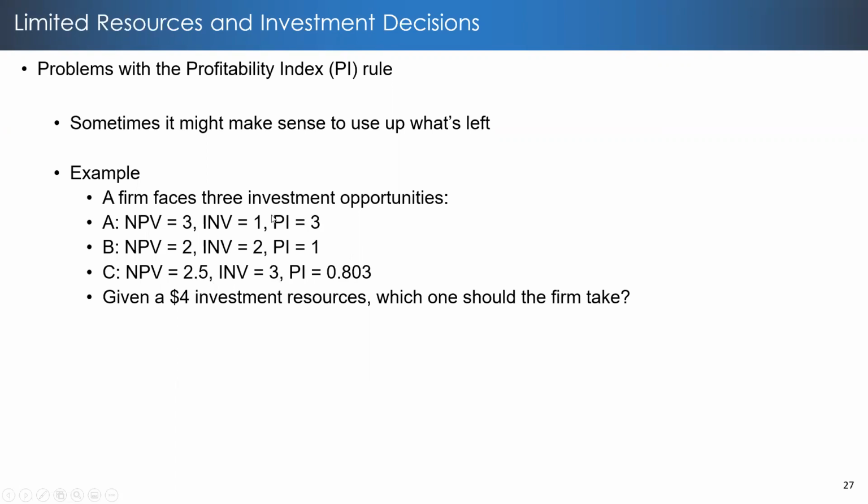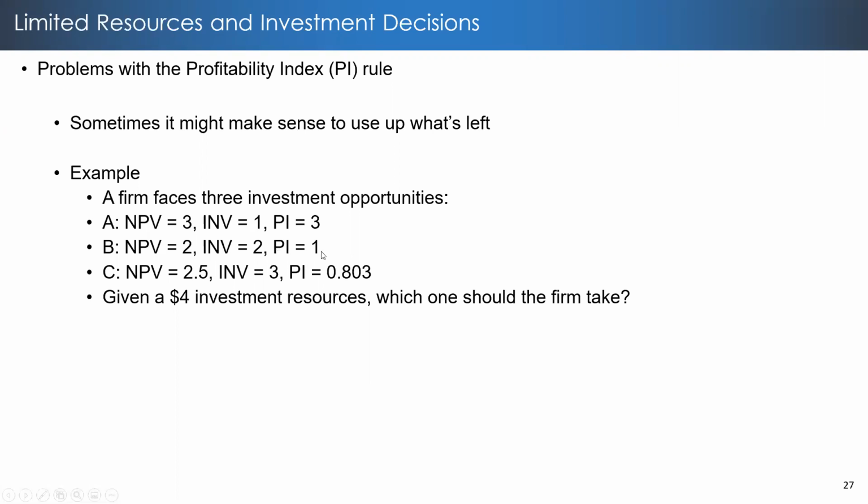So following our PI rule, we should start with the highest PI, which is the first one. So let's say we have $4 million as the investment resources. If we start with the first one, which takes $1 away, we will have $3 left.